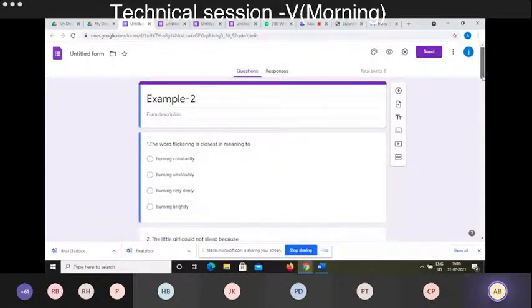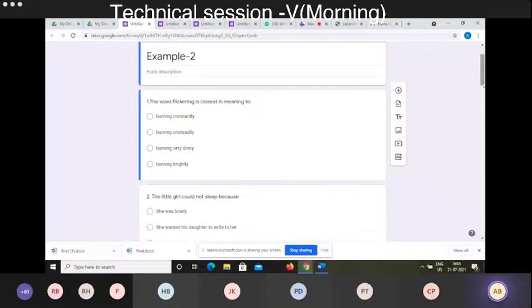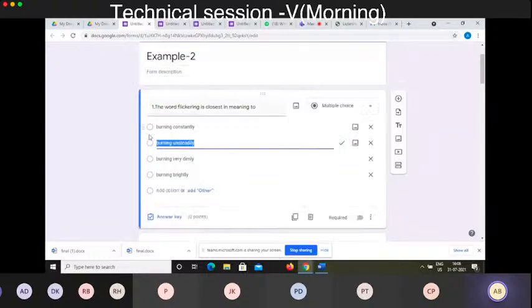The word flickering is closest in meaning to, the options are here. The word flickering that occurred in the first three lines is closest in meaning to burning unsteadily. Burning unsteadily. Good. Very good. Correct answer. Well done. You're already improving.